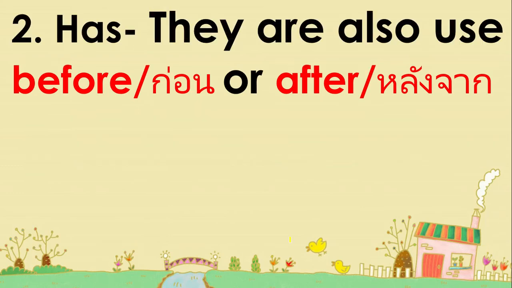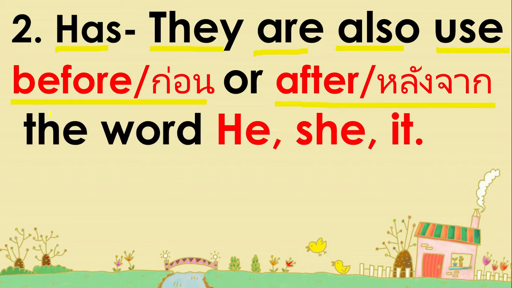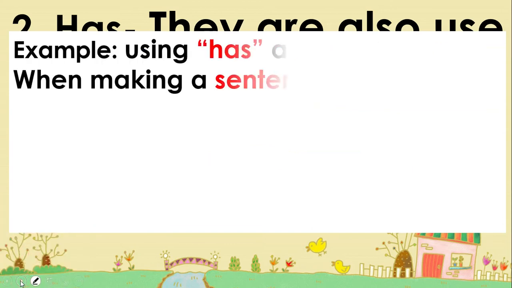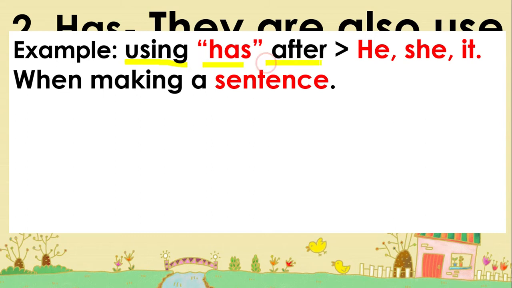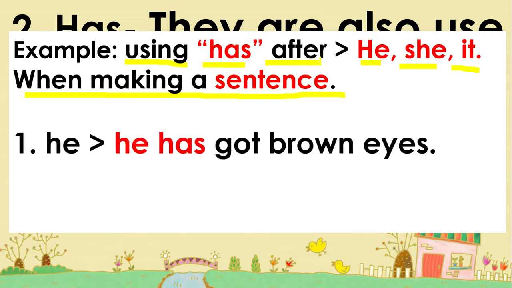Next, the word has. They are also used before or after the word he, she, it. He, she, it. Okay, so let's go to our example for today. Using has after he, she, it when making a sentence. Same as the other one. He, she, it only. Number 1. He has got brown eyes.